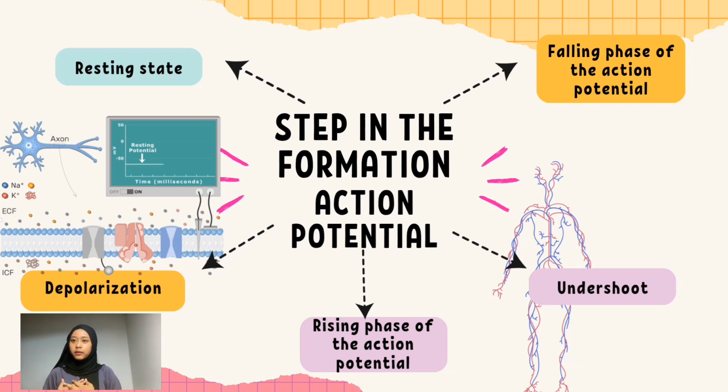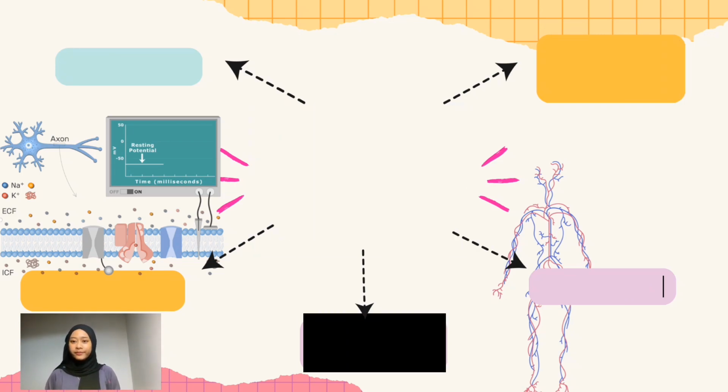I want to present about the steps in the formation of the action potential. As you can see on this slide, there are five steps in the formation of the action potential. First, resting state. Second, depolarization. Third, rising phase of the action potential. Fourth, falling phase of the action potential. Fifth, undershoot. So, let's look at our next slide.